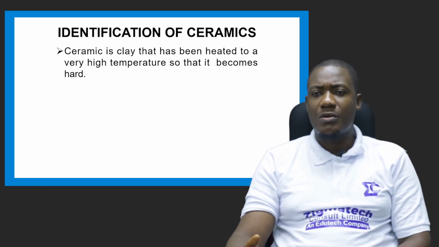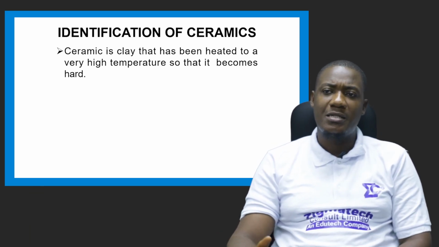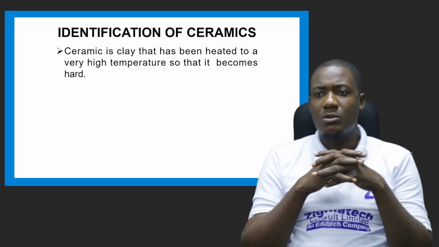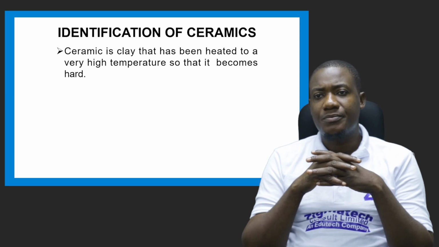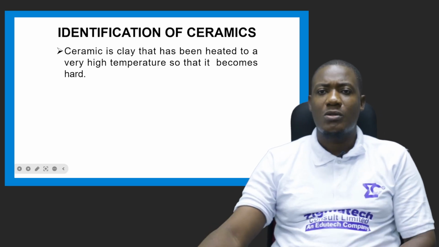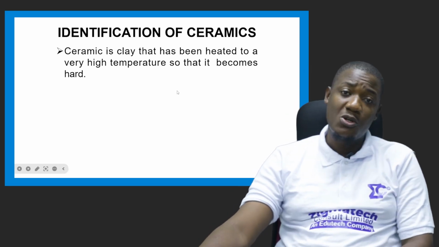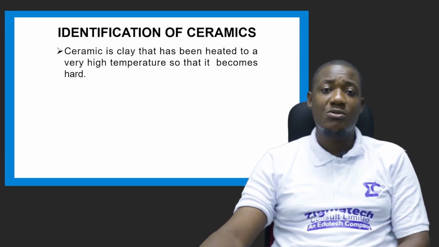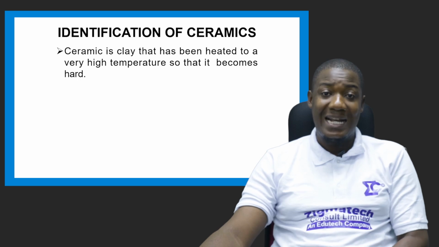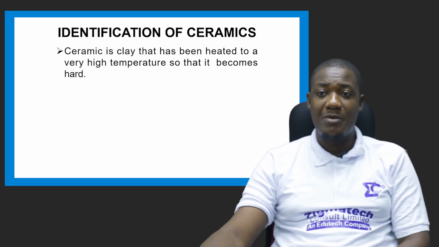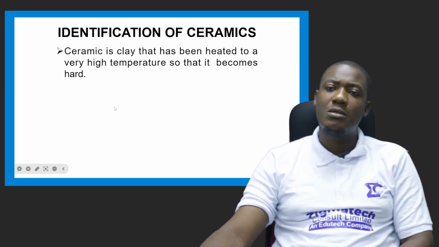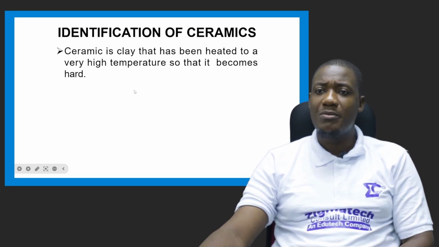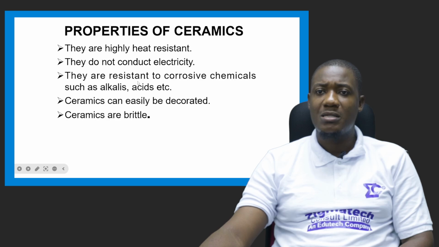Ceramic is a clay that has been heated to a very high temperature so that it becomes hard. Ceramic is a clay. Please take note. So when you heat this clay to a very high temperature and harden it, we call it ceramic, and some other processes that it can undergo make them look the way we see them in the market.